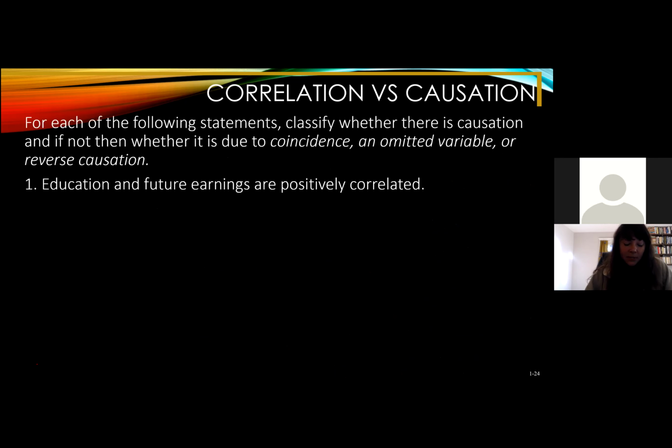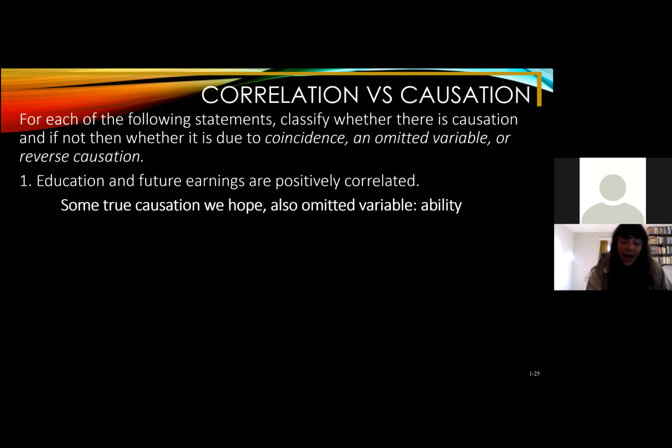So if I tell you that how much education you get and your future earnings are positively correlated, we talked about that in the last video. We talked about the opportunity cost of college. Do you think that's true causation, coincidence, omitted variable, or reverse causation? Just pause for a second. Think about which of those you think is going on. I hope, for your sakes, right, we're all in the business of education, that there's some true causation. But it's not all your education.